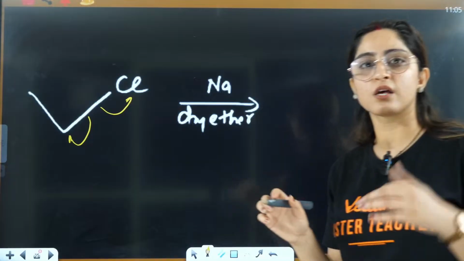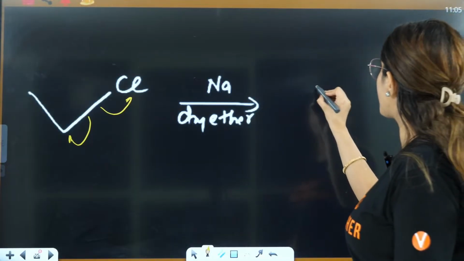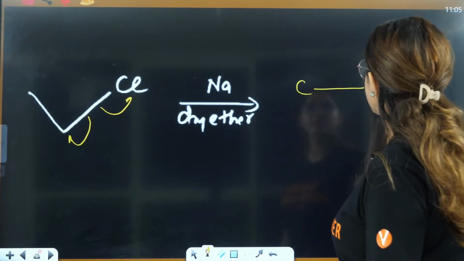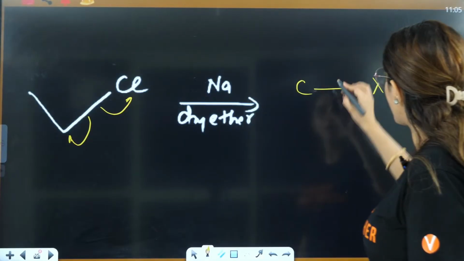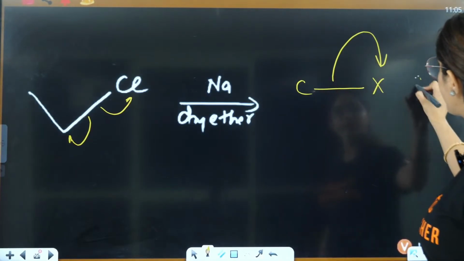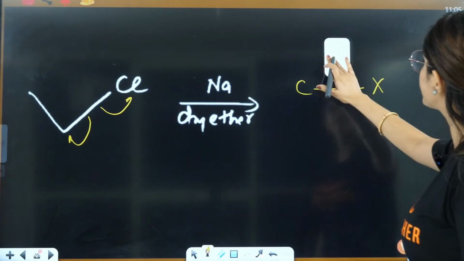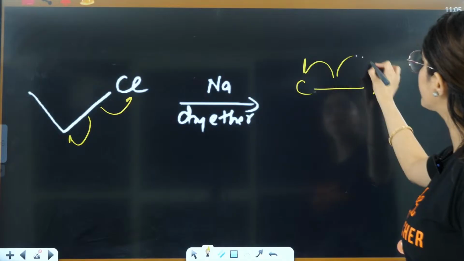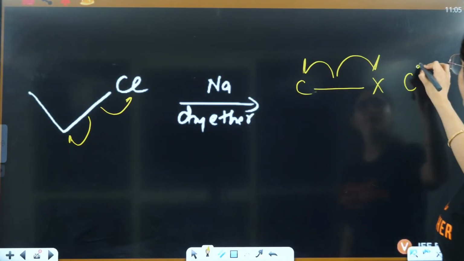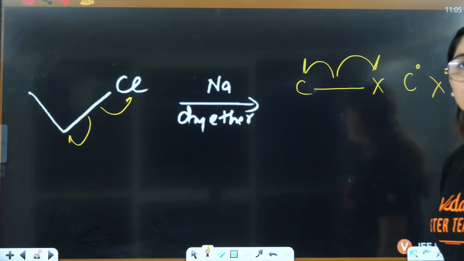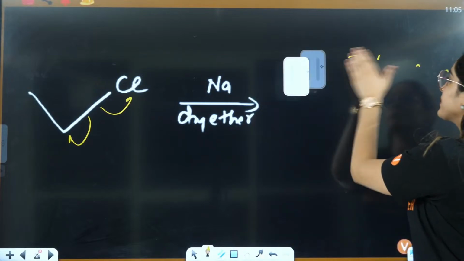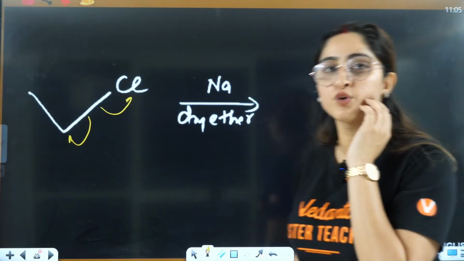Homolytic cleavage means, what is homolytic? Guys, one is heterolytic. Let's say this is C, this is X. Heterolytic cleavage means both the electrons are shifting here. This becomes C positive, this becomes X negative. Homolytic cleavage means one electron is shifting here, one electron is shifting here. This is C free radical, this is X free radical, right? And the free radical mechanism is what is followed by the Wurtz reaction.